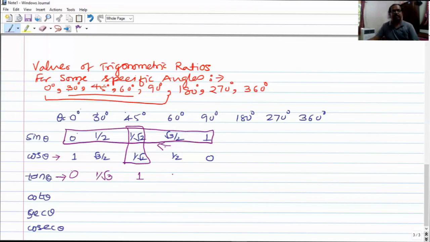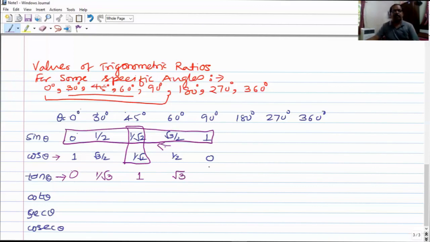After that we can find the value of tan 60, which is again sine 60 by cos 60, which is root 3 by 2 upon 1 by 2. So the 2 will get cancelled from the denominator and you are left with root 3 only, right?